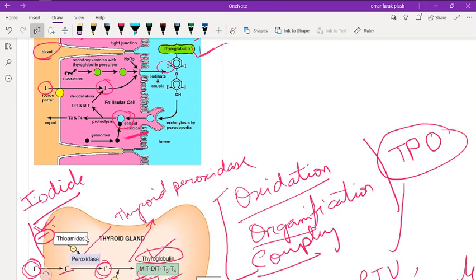And there is some other thing, that in the colloid we know that there is T3, T4, monoiodotyrosine and diiodotyrosine, and monoiodotyrosine and diiodotyrosine again go to the cycle, and again it recycles.